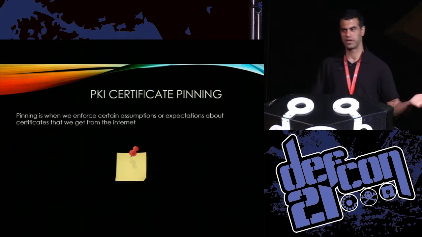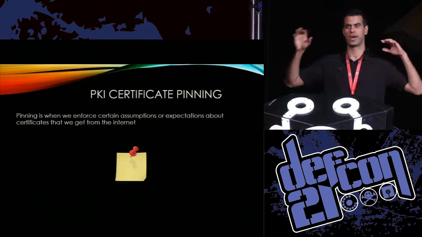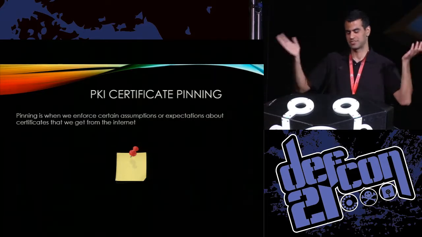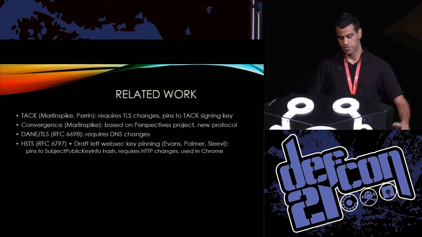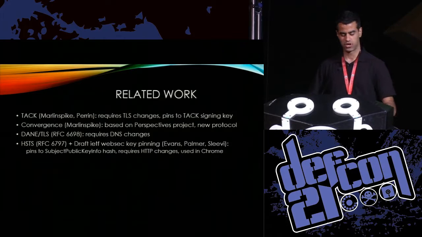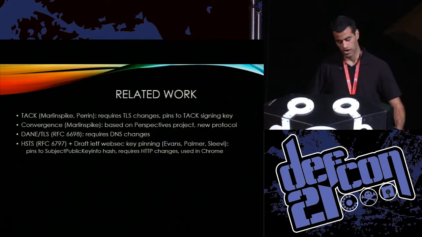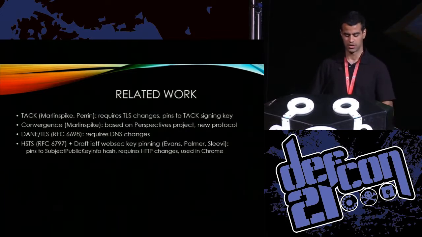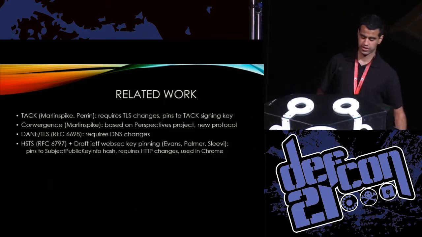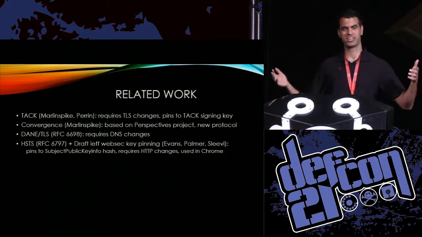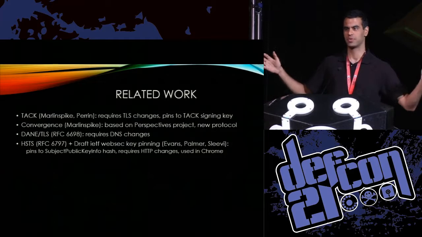PKI certificate pinning is basically enforcing certain assumptions or expectations about the certificates that we get from the internet. That's a broad definition. There's already been some pretty good work in this space. Moxie, Moonspike, and Perrin made TACK and Convergence and a few others. But all of these require changes to existing protocols. In the TACK case, you see TLS changes, Convergence has a new protocol, DANE TLS has DNS changes, and HSTS, as implemented in Chrome, had to change HTTP. History has told the industry again and again that requiring changes to protocols or new protocols takes forever to be adopted by everybody. Look at IPv4 and IPv6, for example. Not everybody is using it all the time.